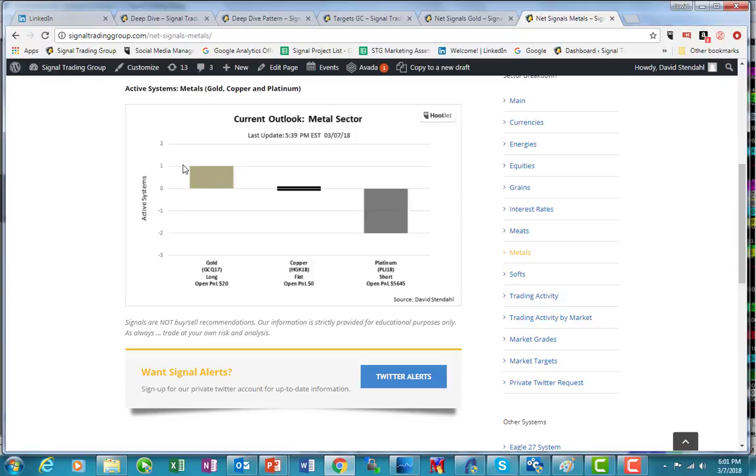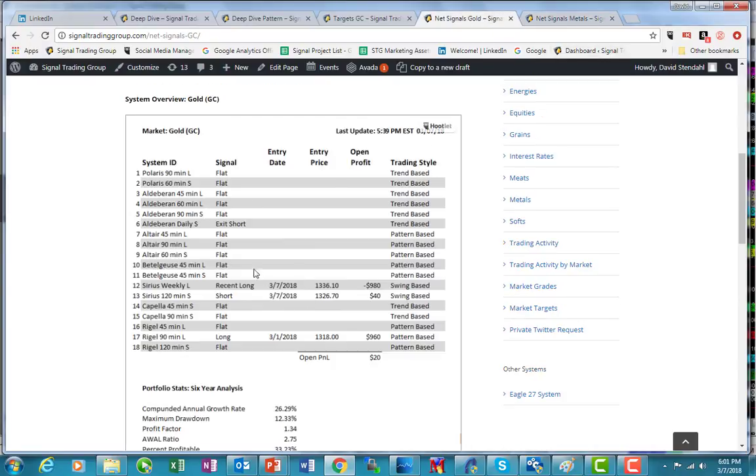And it's saying that it's long 1 position, which is true. But when you look at the details, that's where you can figure out when do these positions get established, what is their open position profit, what were their prices, what kind of a system is it? Is it swing based or pattern based or trend based, and gives you a net obviously greater detail.